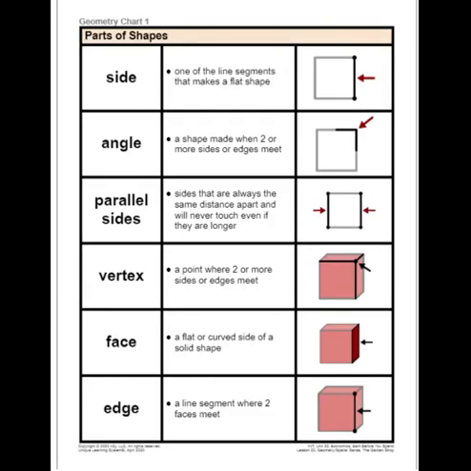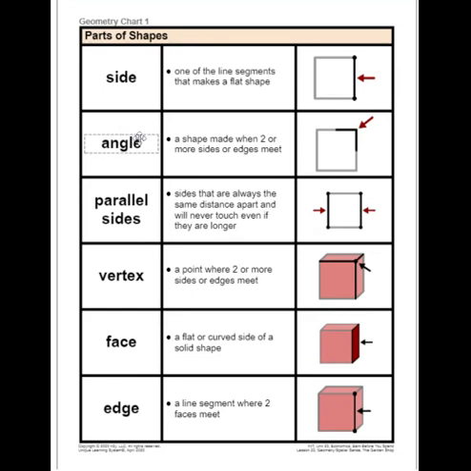Okay, today we're going to review some geometry terms. We have parts of shapes. Right here we have side. A side is one of the line segments that makes a flat shape. It's pointing right here, so here's a side of a square. There's one side, 2, 3, and 4 sides on a square.